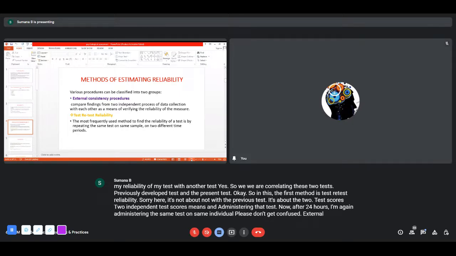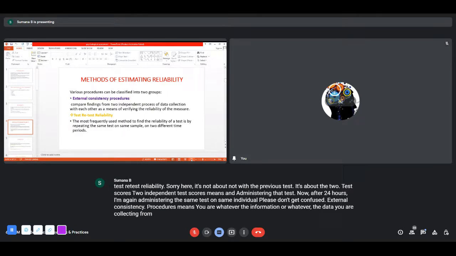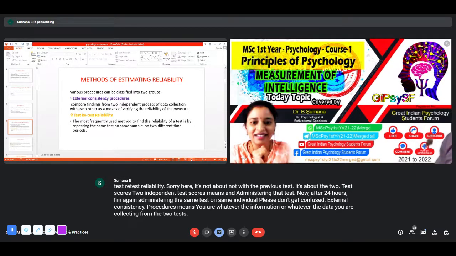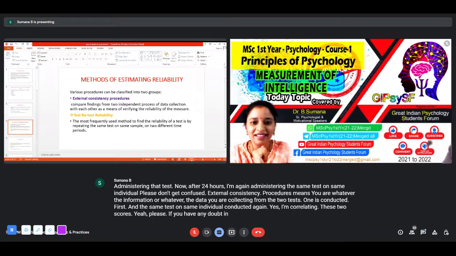External consistency procedures means whatever data you are collecting from the two tests. One is conducted first and the same test on the same individual is conducted again. Yes, I'm correlating these two scores. If you have any doubt in this test-retest, please ask me.